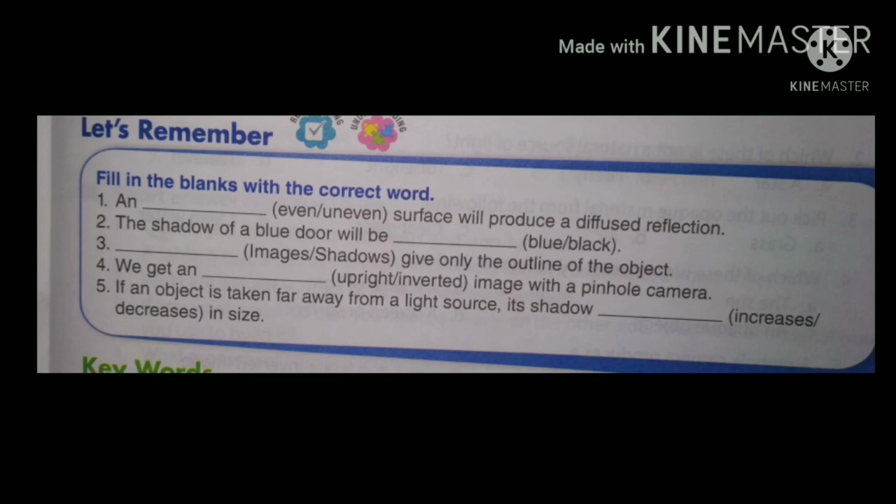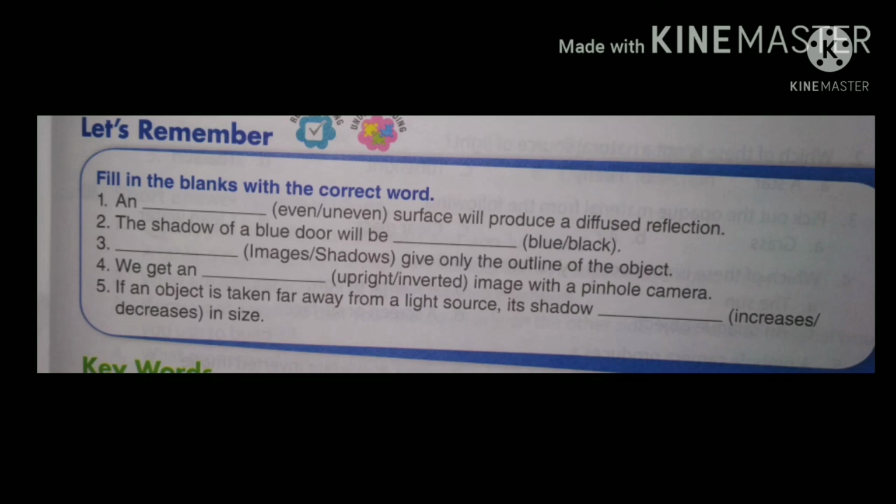Then we get a dash image with a pinhole camera. What image? Yeah, inverted image. Then fifth one, if an object is taken far away from a light source, its shadow is dash. So the distance is increased. Distance increase means the shadow size will decrease. Okay. So what is the answer? If an object is taken far away from a light source, its shadow decreases in size.